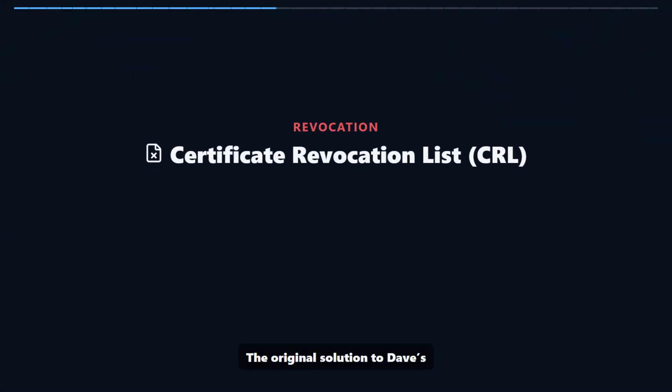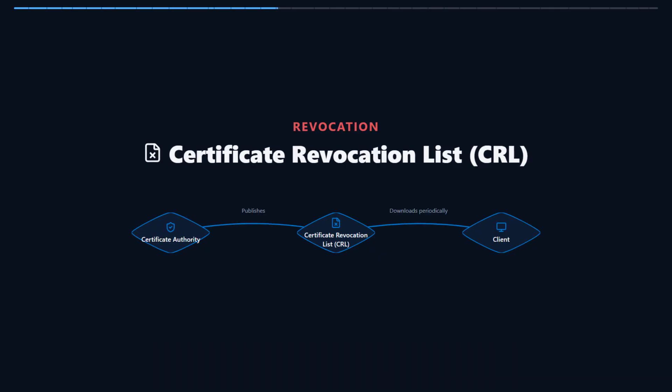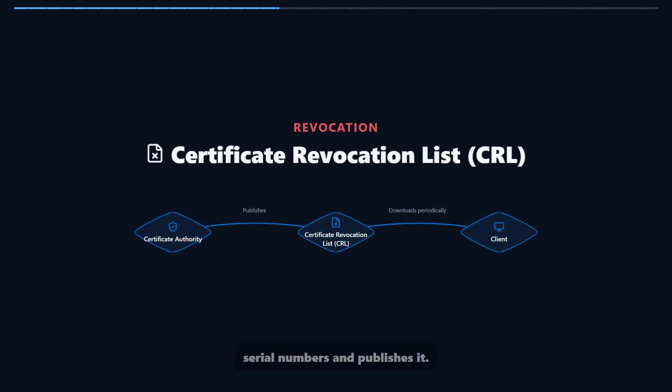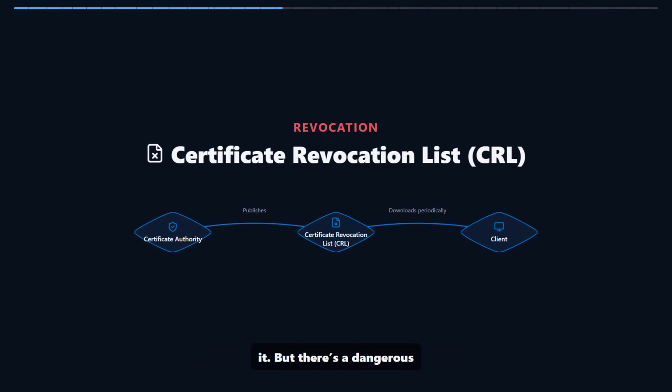The original solution to Dave's problem: certificate revocation lists. The CA maintains a digitally signed list of revoked certificate serial numbers and publishes it. Clients download this list, often hundreds of megabytes, and check certificates against it.